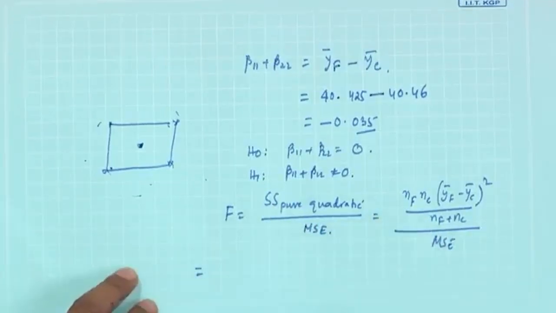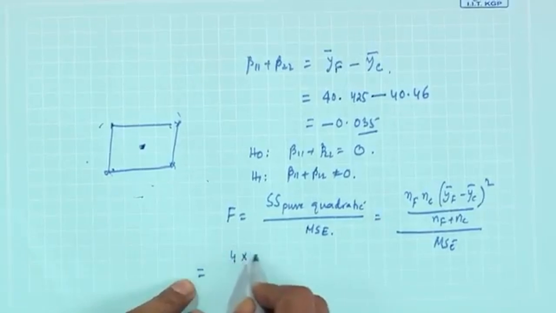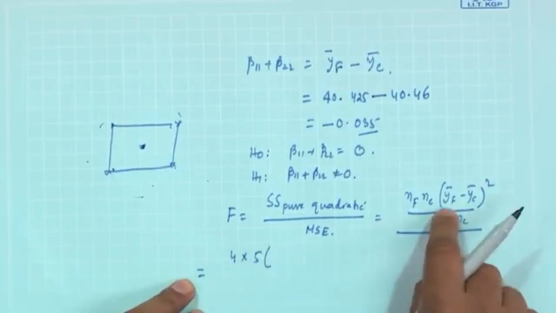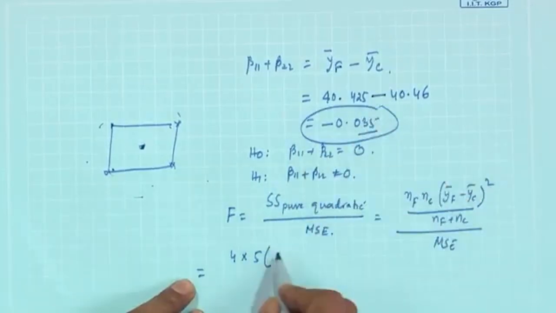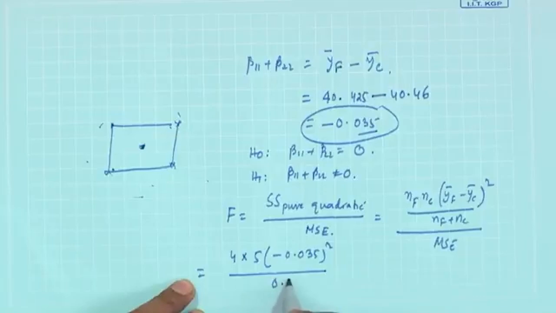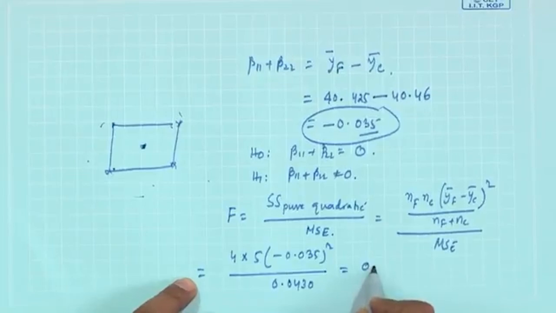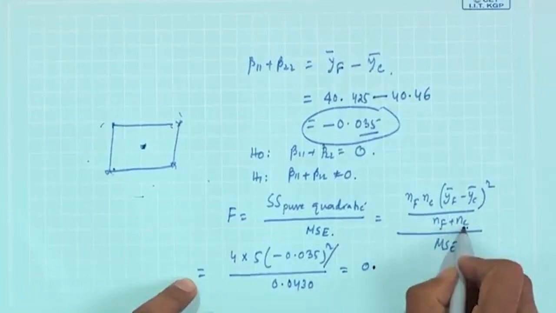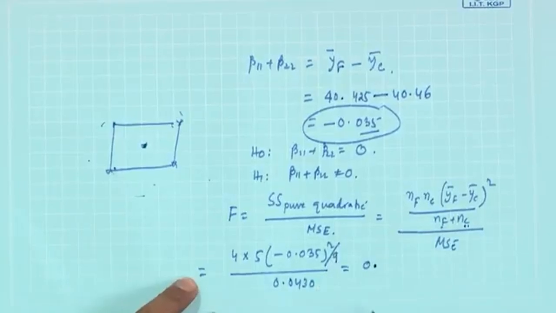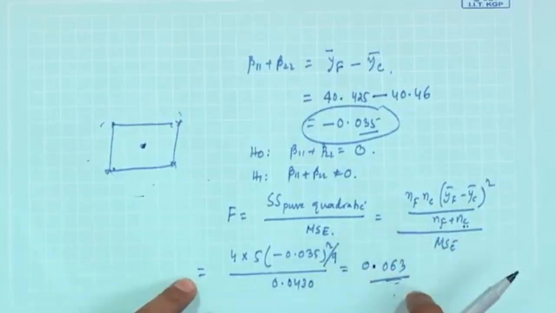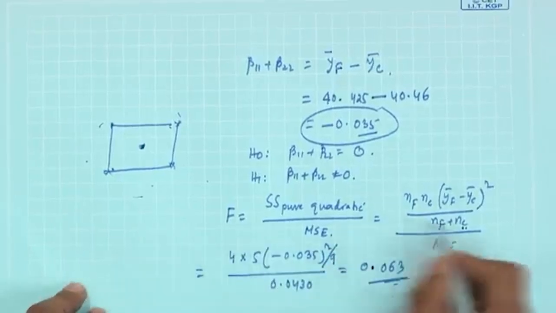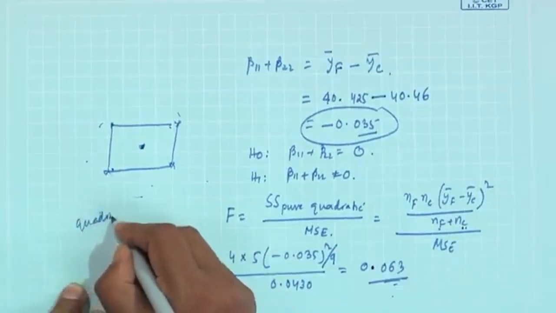Now, how many points are there at the factorial points? It is 4. Center points is 5. Now, y f bar minus y c bar is -0.035 square, divided by MSE sigma square, which is 0.0430. This divided by n f plus n c, which is 9, so this value is coming around 0.063, which is again much less than 0.05. So, the quadratic effect is negligible.